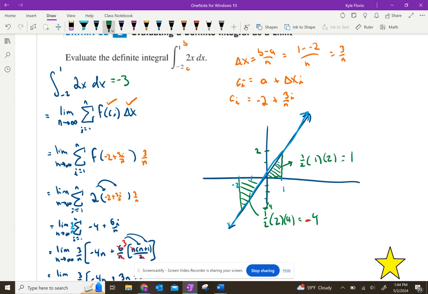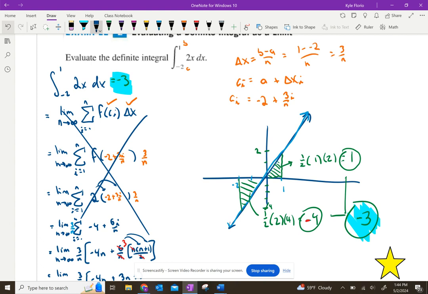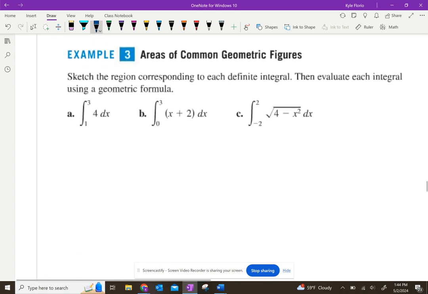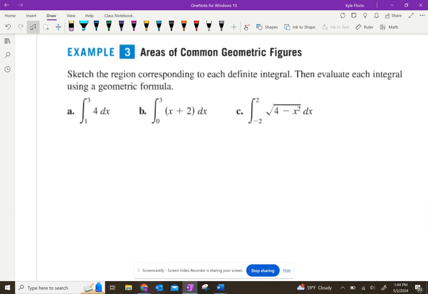And if I want to find the area between the curve from negative 2 to 1, I've got to add the 1 and the negative 4. And that's going to give me negative 3. That's exactly what we got over here. So what we're going to do today is look at evaluating integrals, but without doing this, we're going to do it using an area argument. Of course, this won't work for curved shapes other than circles, but I want to train us to think about it like an area problem. So copy this example down.